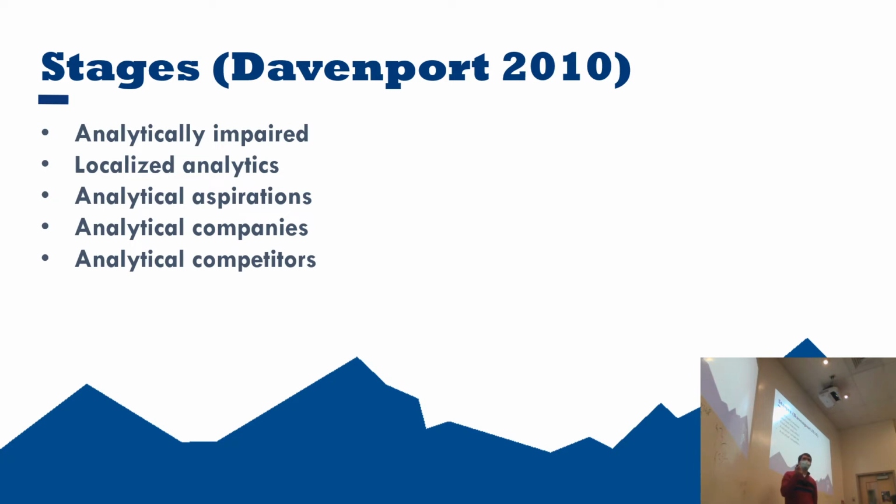Probably the trickiest one to distinguish is the final stage, which is analytical competitor. An analytical competitor is competing based on analytics. They are pricing based on analytics. They are deciding which products to sell based on analytics. They are doing most decisions through analytics.